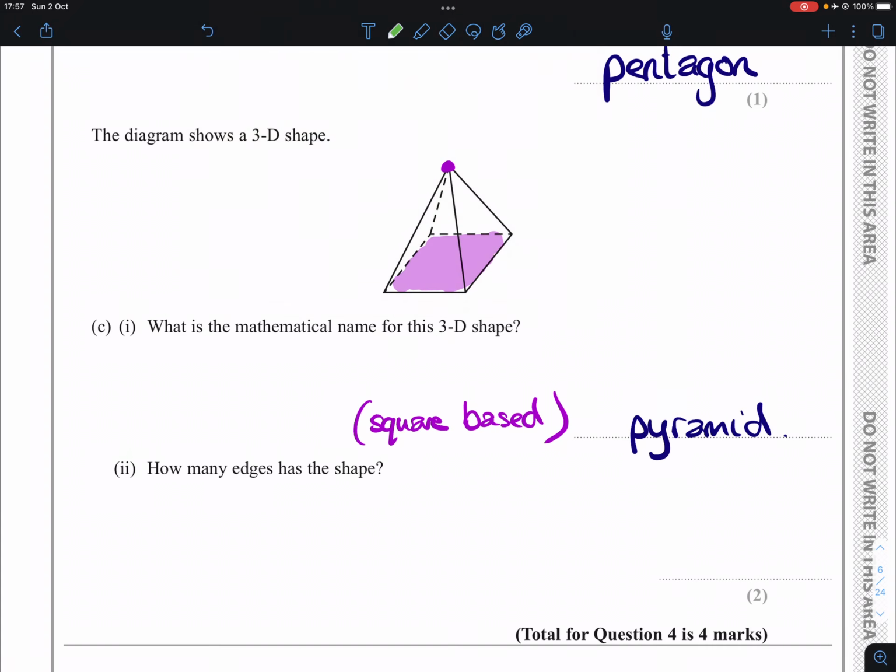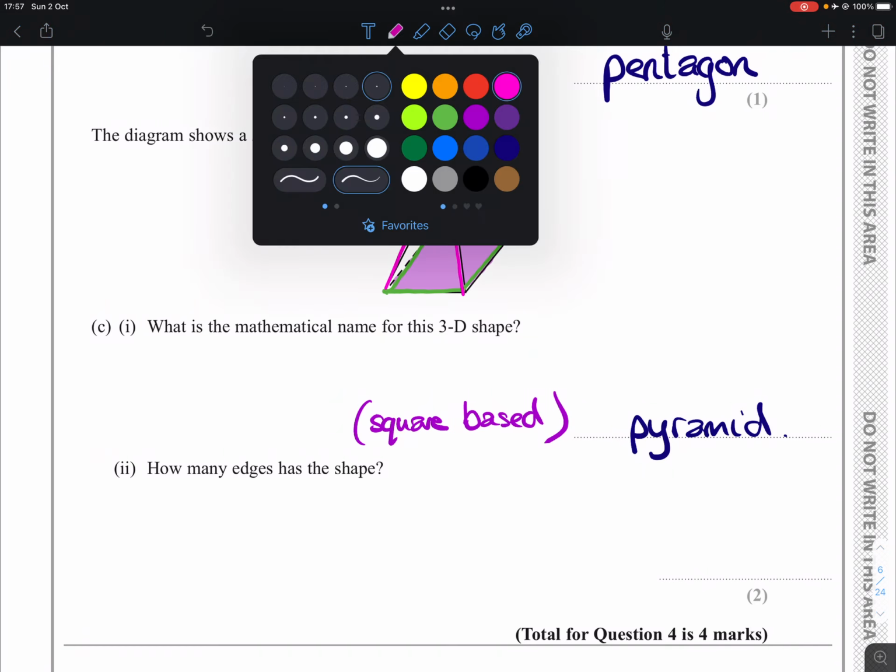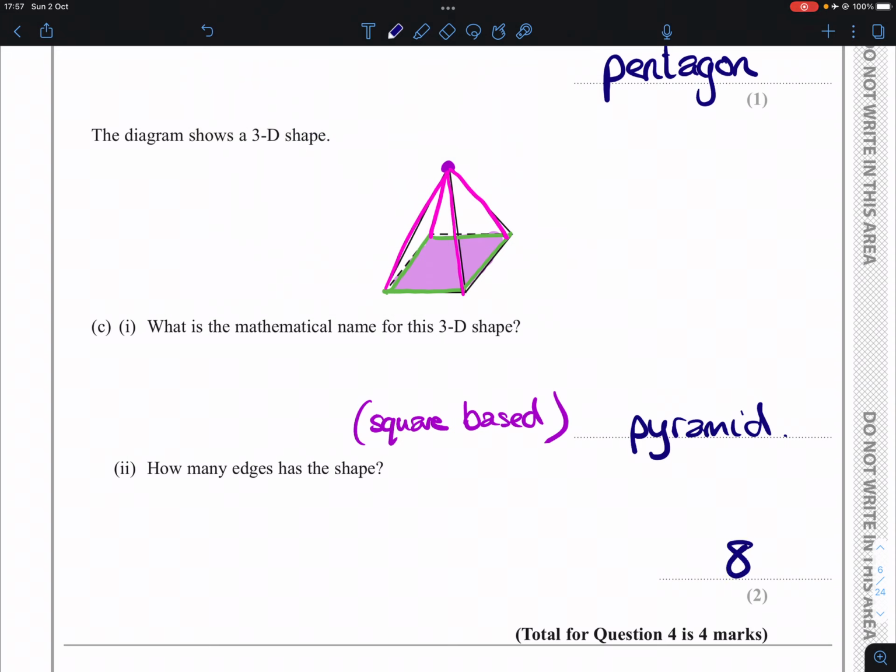And C part 2, how many edges has the shape got? So effectively, how many lines do we have in our shape here? Well, there's 4 on the base, which is a square, and then you have, I'll do this in a different color, 4 edges going up from the corners of the square base to the point at the top. So we have a grand total of 8 edges. Done.